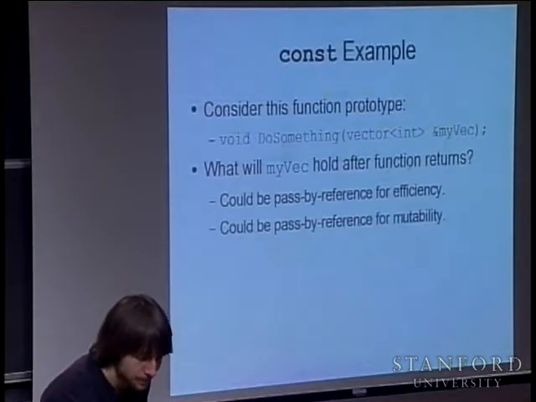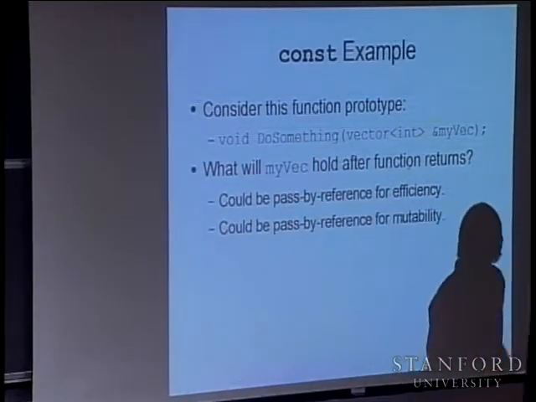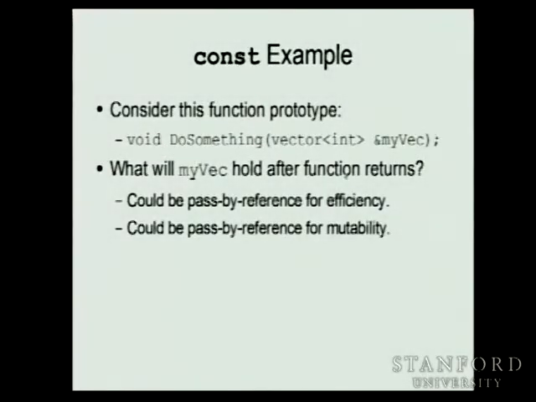Let me give you an example. See this function prototype? Void do something takes a vector by reference. So I pass my vector into this function, and the question is, well, what's it going to hold when it comes back? Well, could be the same, could be completely empty, could be 137 copies of the number 137. You just don't know. Because in this class, we've shown you, well, pass by reference can be either for efficiency reasons, because it's not fast enough, or it can also be because you just want to actually change the thing. And it's difficult to see what this function does because you have no idea which of those two it is.